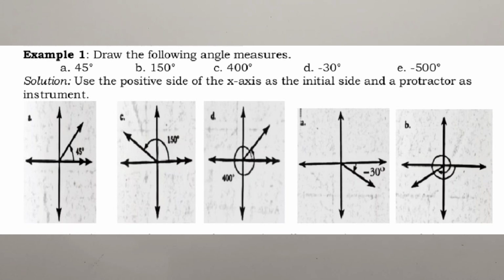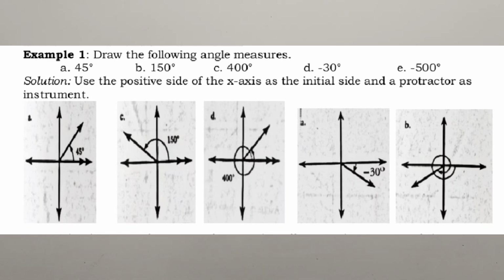Draw the following angle measures. In drawing the angle, remember that we are following the standard position of the angle, and you need to use the protractor in looking for the exact measurement of our angle. 45 degrees. Since this is positive, the rotation starting from the positive x-axis is counterclockwise. And by using the protractor, get the 45 degrees, create the terminal side, and we have that angle in illustration A.